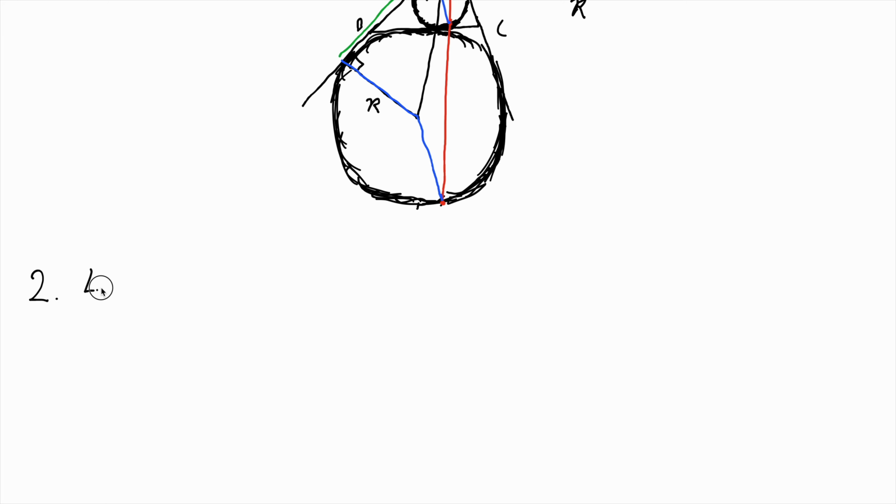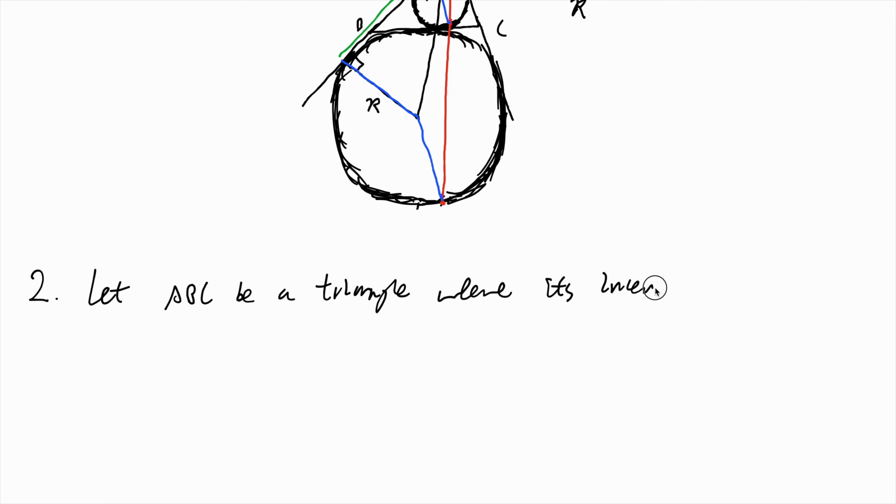Let ABC be a triangle where its incircle is tangent to side BC at point D.